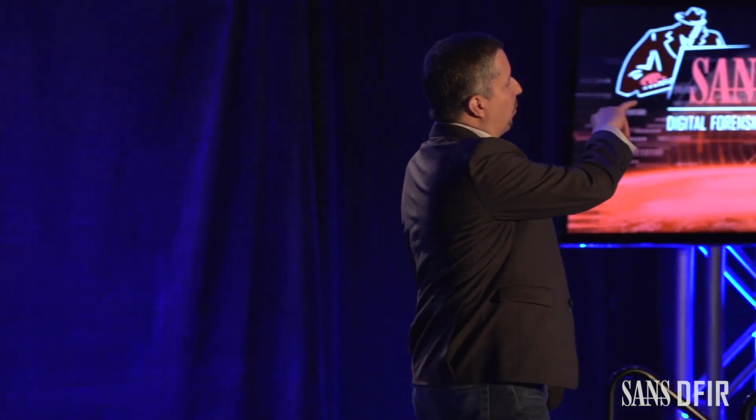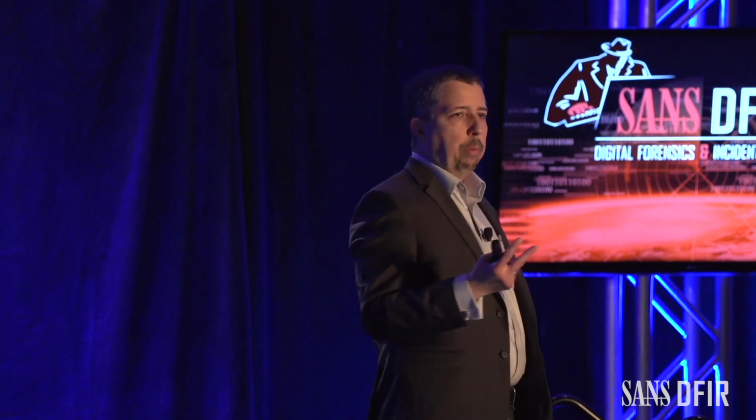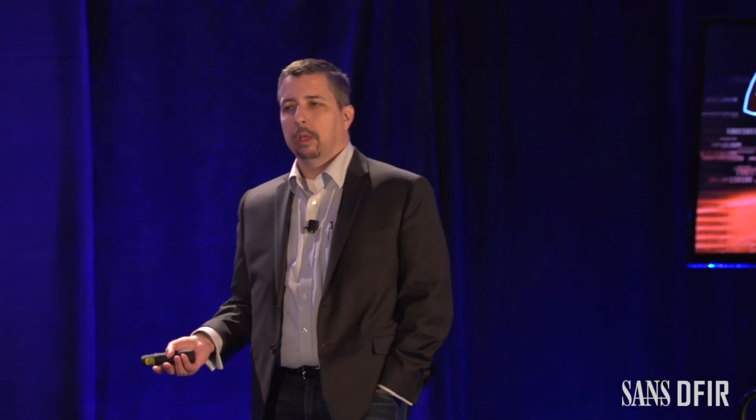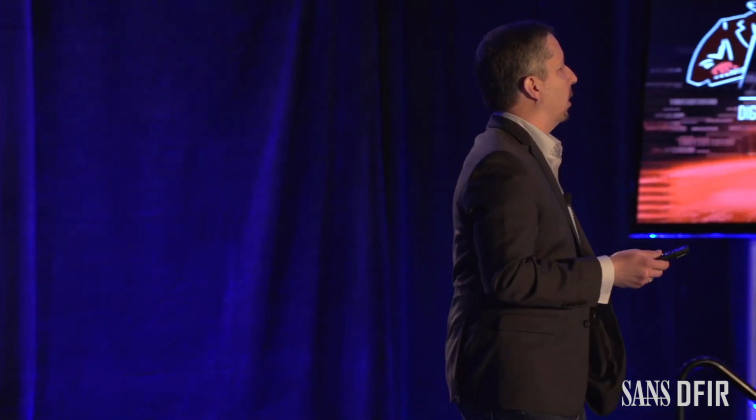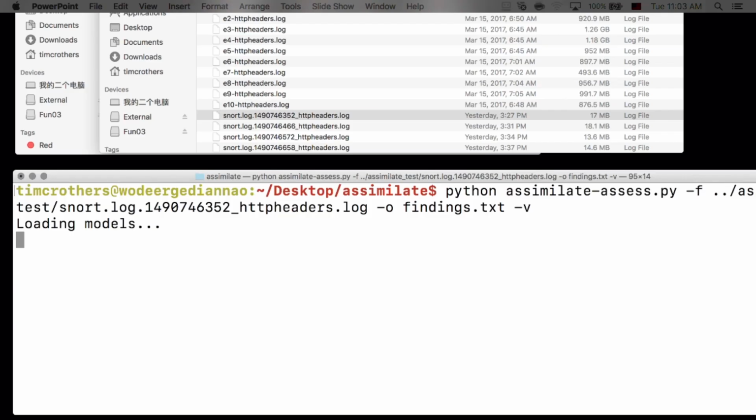And so what I'm doing here is I'm running Assimilate Assess. So there's two components to machine learning. First, you've got to train a model, okay? And then you've got to apply that model against your data. So in this instance, what I'm doing is Assimilate is first loading up the models, and I'll explain how we build the models and all that in a minute. And it's testing that specific Bro log. I'm outputting my output into a file called findings.txt because, of course, I'm going to want to chase those down later. And then I did a -v just so it'll list out as it's going a little more verbosely so that you can see that it's actually doing stuff.